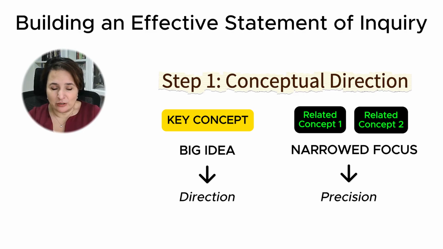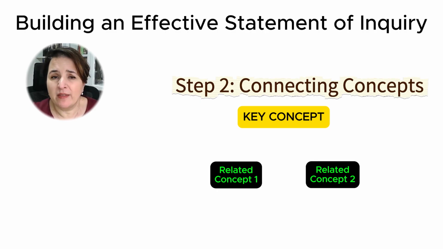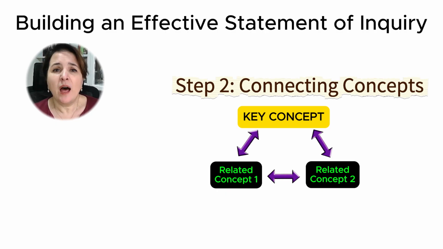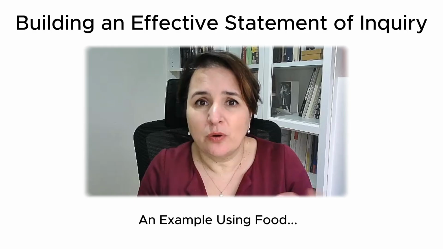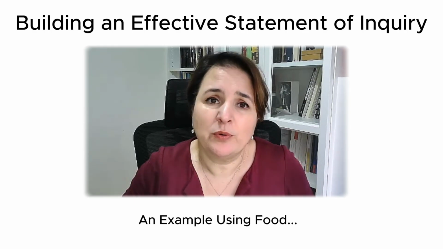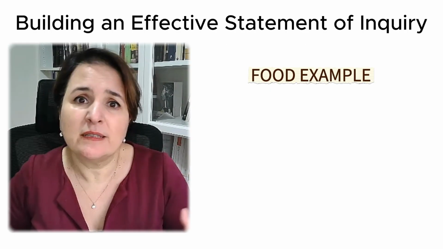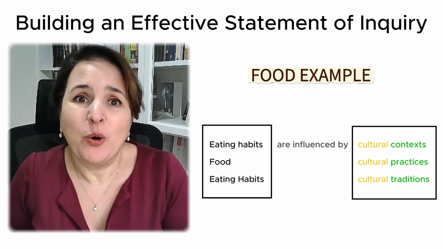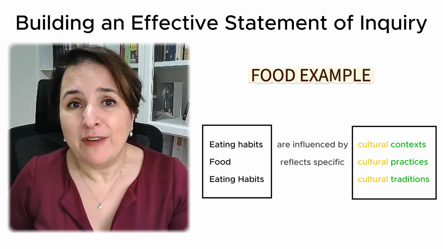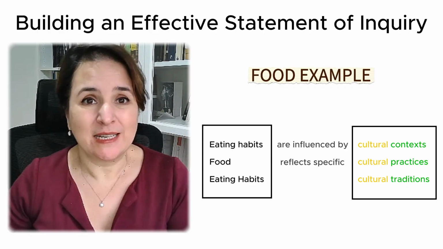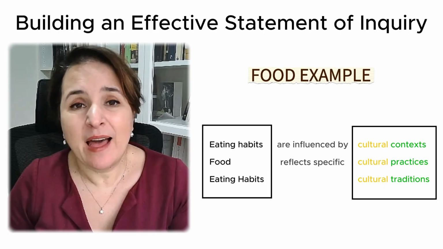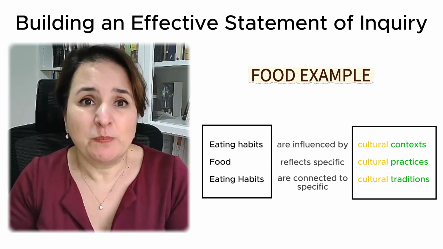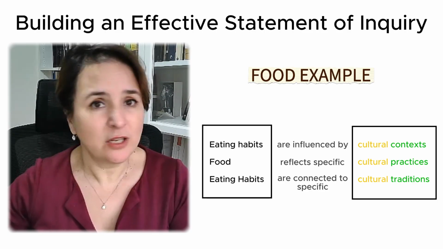It provides precision. Just by placing concepts together in a sentence, that does not create meaning. Instead, you need to think about how do these concepts interact? How do they relate to the topic that I have chosen? So, an example, using the food example I provided earlier, we can say that eating habits are influenced by cultural contexts. Or I can also say that food reflects specific cultural practices. Or I can also say that eating habits are connected to specific cultural traditions or cultural practices.